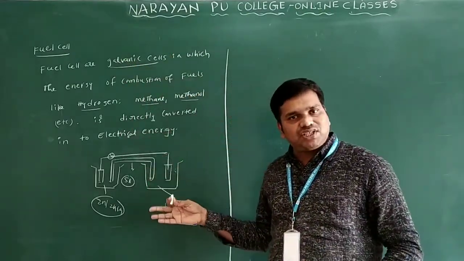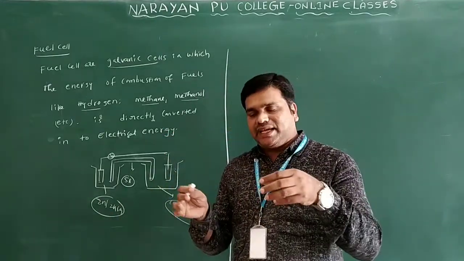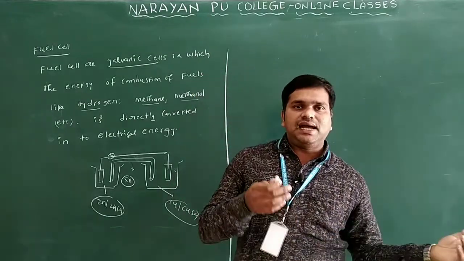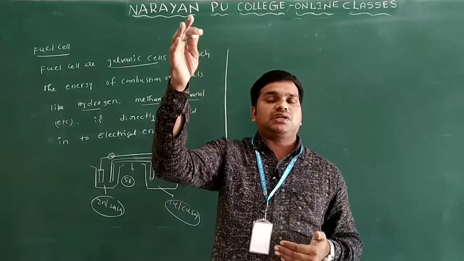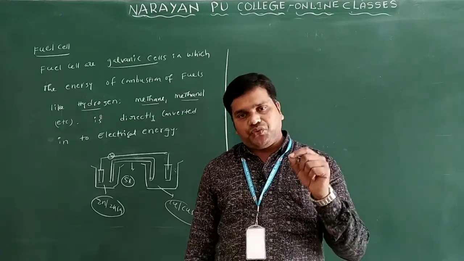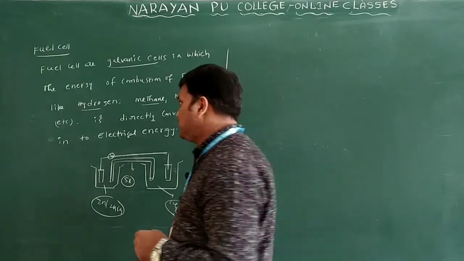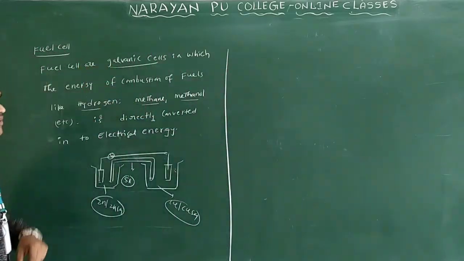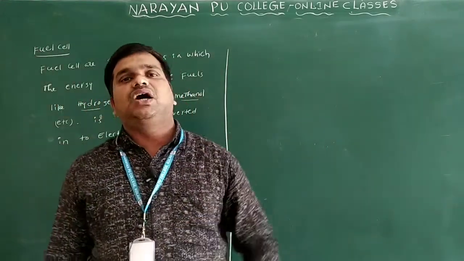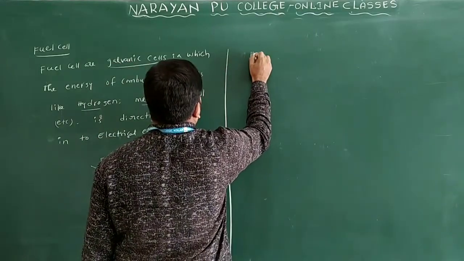In a galvanic cell, we take the reactants already in one beaker, keep them there, and carry out the chemical reaction. But in a fuel cell, the reactants are sent in simultaneously and the products are removed simultaneously. This is the difference we observe in a fuel cell compared to galvanic cells. Clear? There is a small difference in the construction of the galvanic cell when it works as a fuel cell. The best example of a fuel cell is the H2-O2 fuel cell.